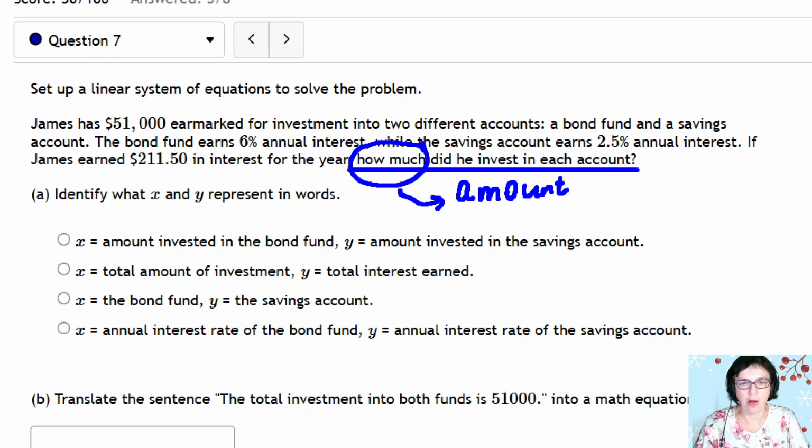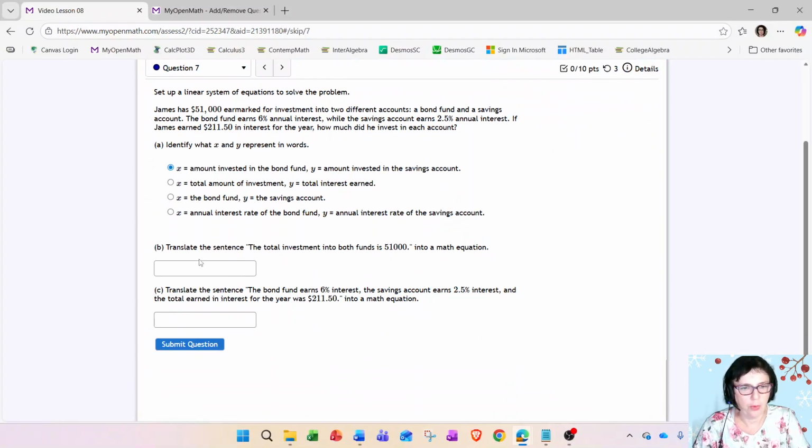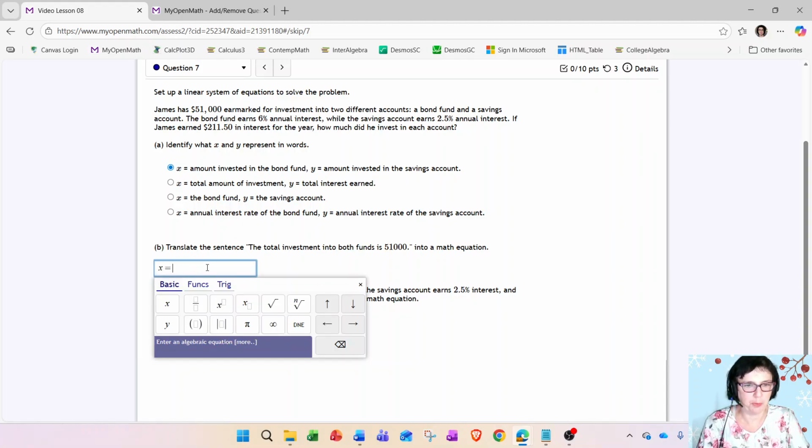So if it says how much did he invest in each account, that means that X would be the amount he invested in the bond fund and Y would be the amount invested in the savings account. And that would be this option right here. Okay, now the second equation is actually easy to set up because it says the total investment into both funds is $51,000. Anytime you hear the word total, that is the same thing as a sum. We are adding X plus Y and we are getting 51,000.